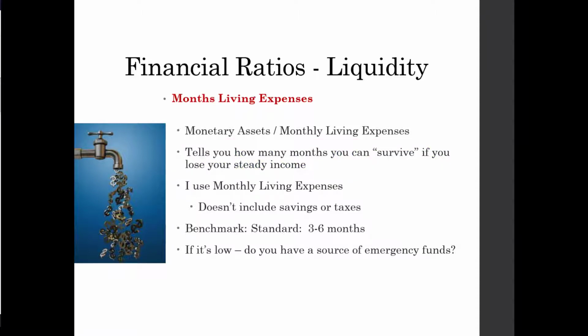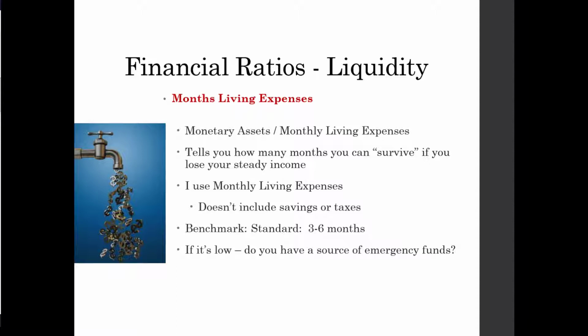To calculate it, it's very simple. We're going to take your monetary assets from the balance sheet and divide that by your monthly living expenses. This comes from your income statement or your budget. When we're talking about your monthly living expenses, this does not include savings or taxes, but it will include debt payments and your other living needs, such as utilities, food, medicine, transportation, entertainment, and so on. The benchmark for this ratio is 3 to 6 months.